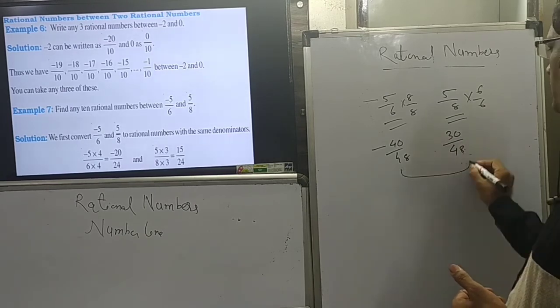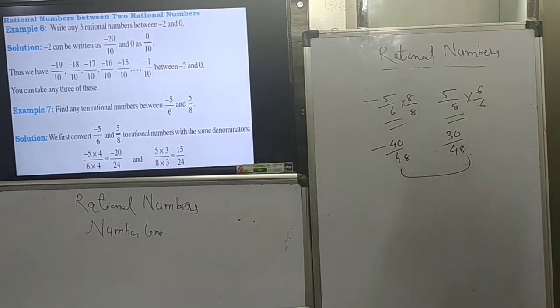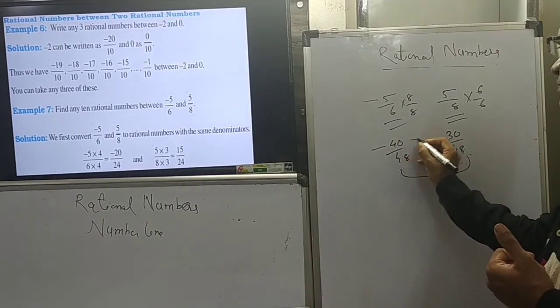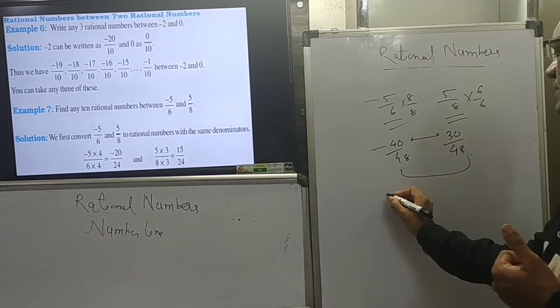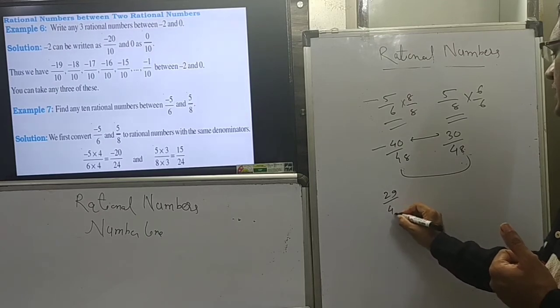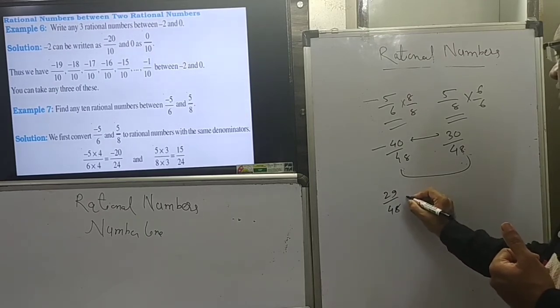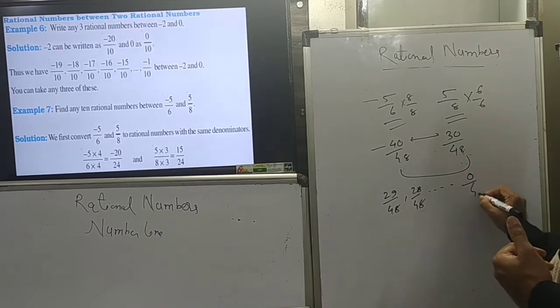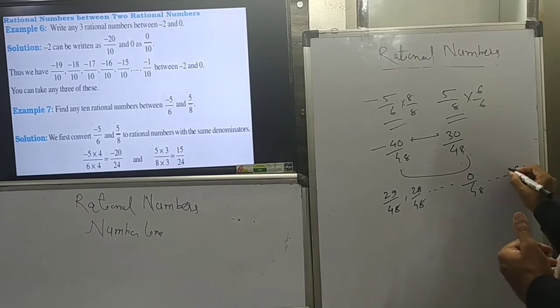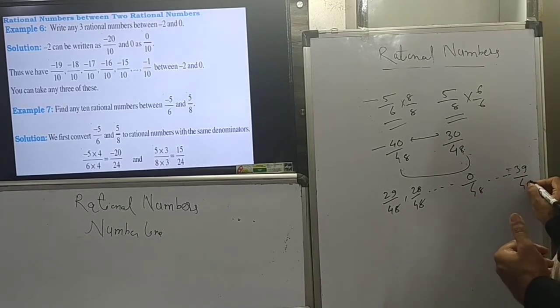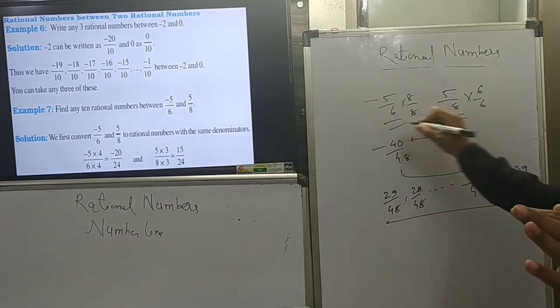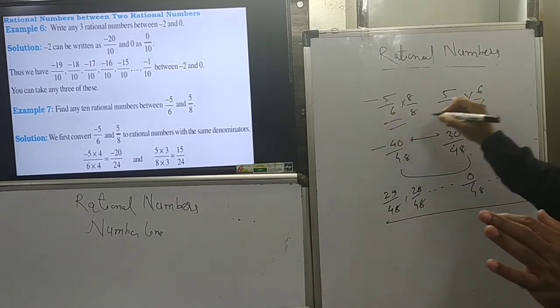Between minus 40 and 30 there are many integers. So between these there are 29 by 48, 28 by 48, and so on, 0 by 48, up to minus 39 by 48. So this many rational numbers lie between minus 5 by 6 and 5 by 8.